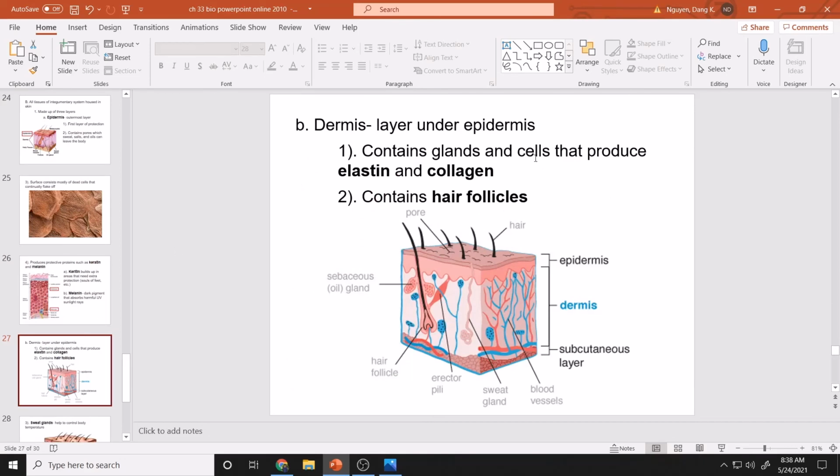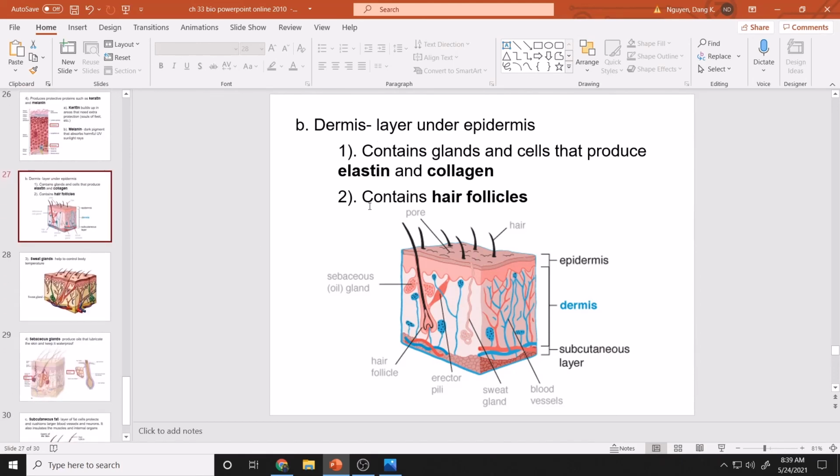Alright, so right below the epidermis, you have your dermis, and this contains glands and cells that produce elastin and collagen. So elastin keeps your skin kind of rubbery, elastic, and then collagen gives it some structure and strength. As you might notice, as you age, the amount of elastin and collagen that are in your skin starts to decrease, which is why you get wrinkles and saggy skin. So you wouldn't want to be old, right?